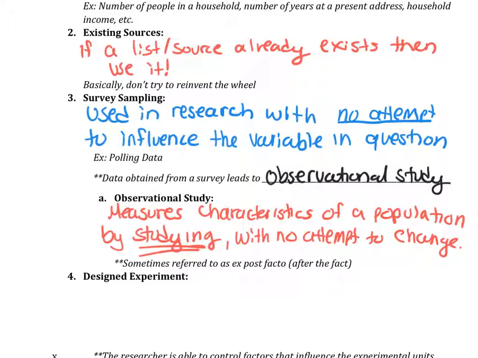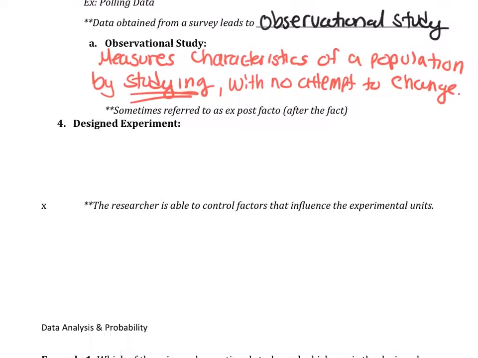Okay, the opposite, basically, of an observational study is a designed experiment. This is where you are introducing some sort of treatment to the individuals in your sample, and you're seeing how that treatment affects people. So you are trying to change something. You're introducing a change to your sample.